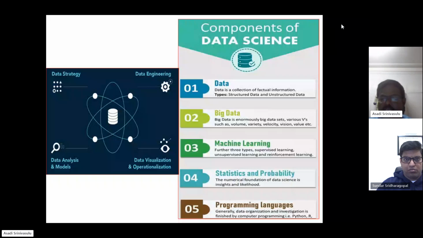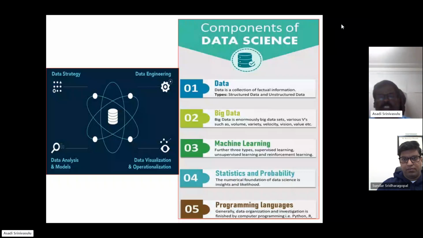Then statistics and probability. In statistical operations, we are using mean, average, standard deviation, and statistical techniques like linear regression, nonlinear regression, logistic regression, etc. Then programming languages: you can choose any one programming language like Python, Java, JavaScript, and R programming. These are the leading programming languages in the market. And that's all. These are the major components of data science.